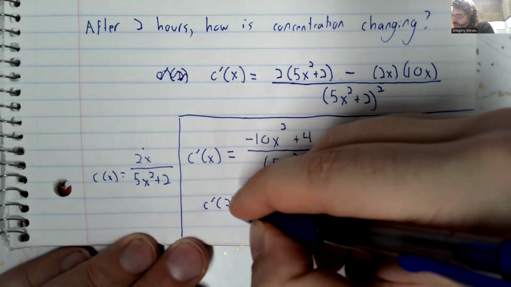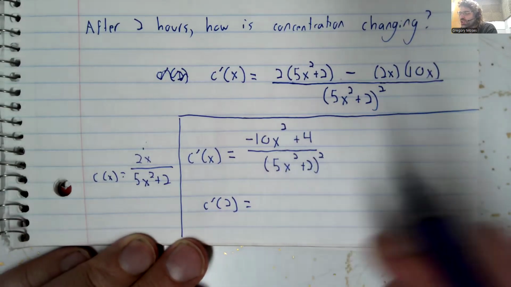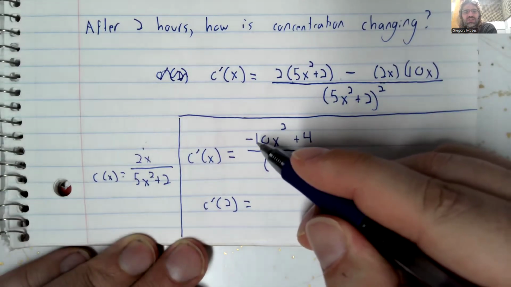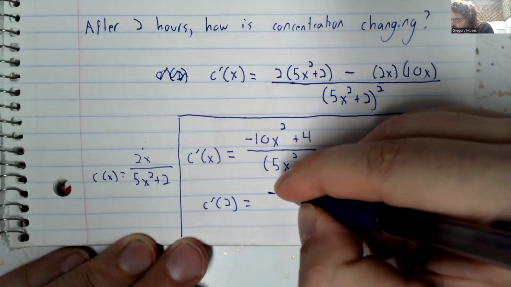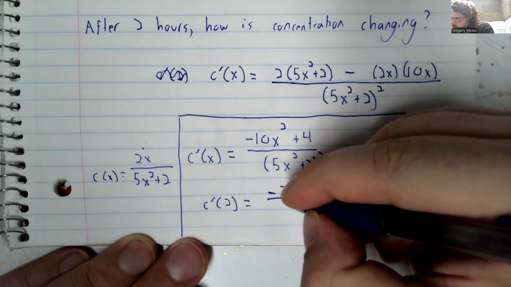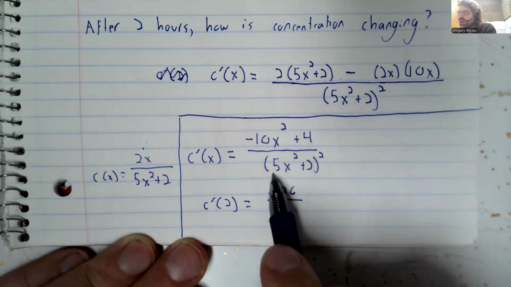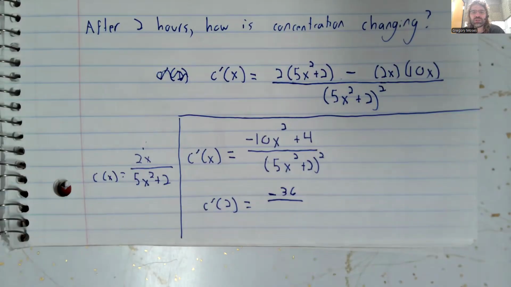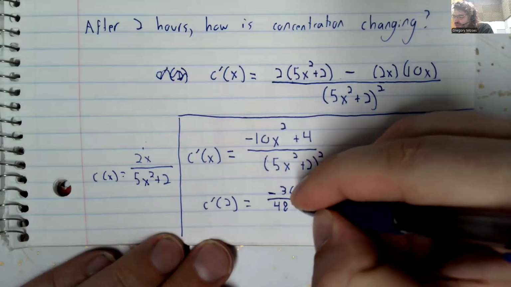Then C prime of 2, let's see, negative 40 plus 4. 2 squared is 4 times negative 10 is negative 40 plus 4, negative 36. Let's see. 2 squared is 4 times 5 is 20 plus 2 is 22. 22 squared is 484.